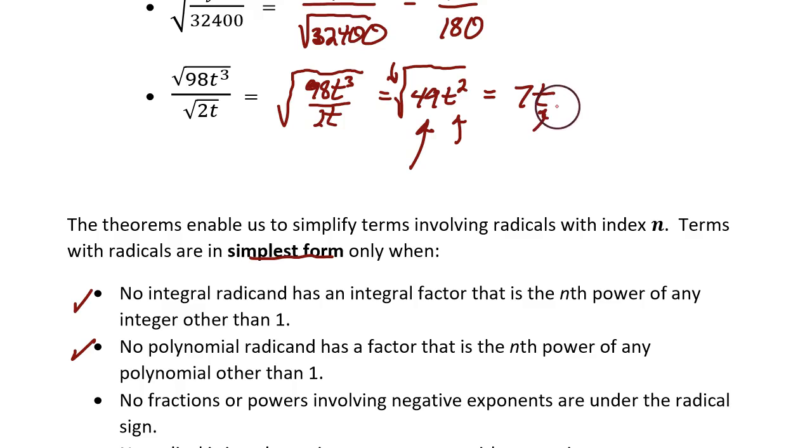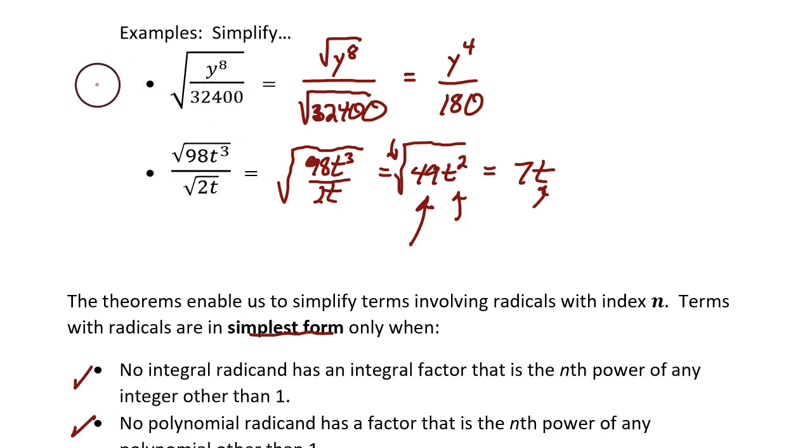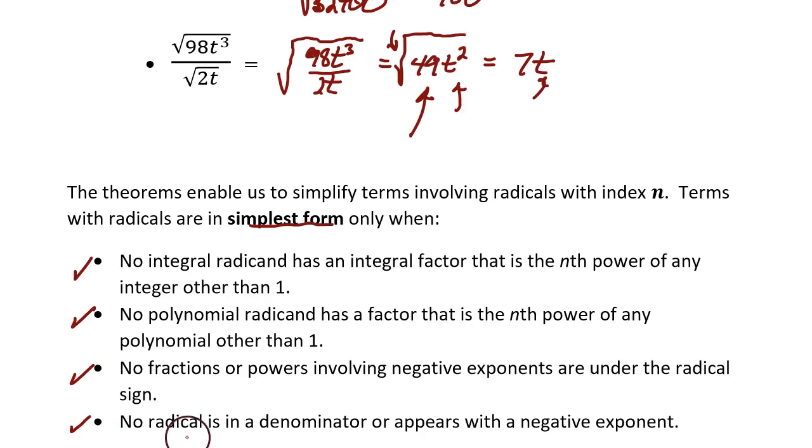It makes t. The third criterion is that there can be no fractions or powers with negative exponents under the radical sign. That was the rule that we applied for this example. There's a fraction under the radical sign, so this was not simplified. The fourth rule is that no radical can be in the denominator. And that rule applied to that very last example. Because there is a radical in the denominator of this expression, it was not simplified.